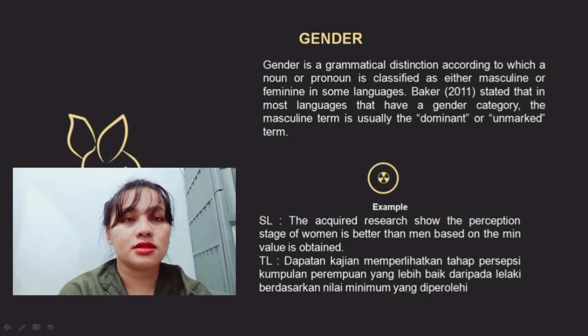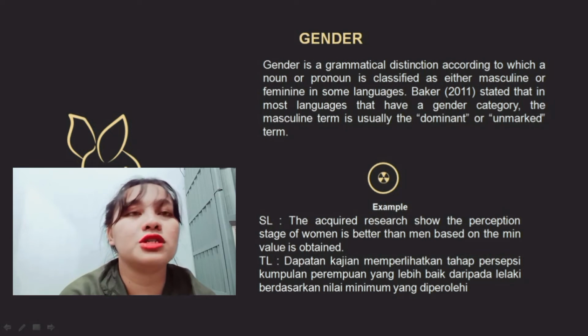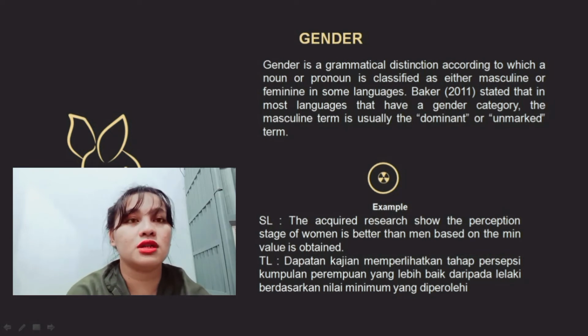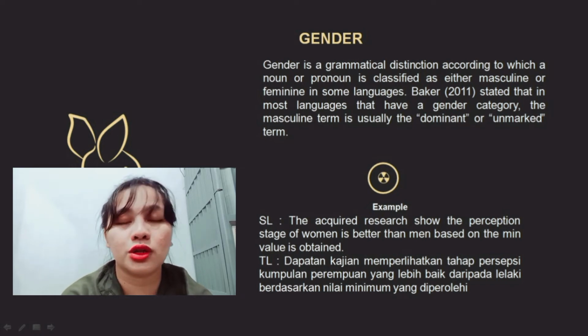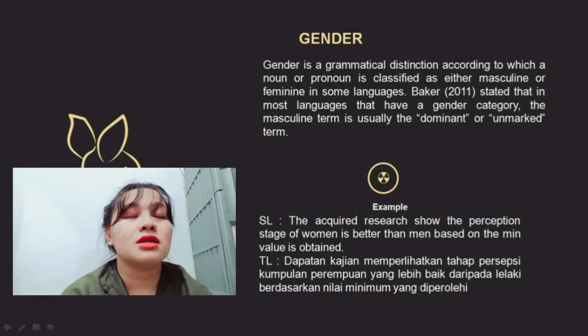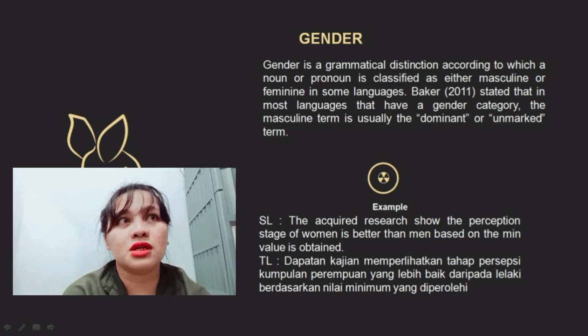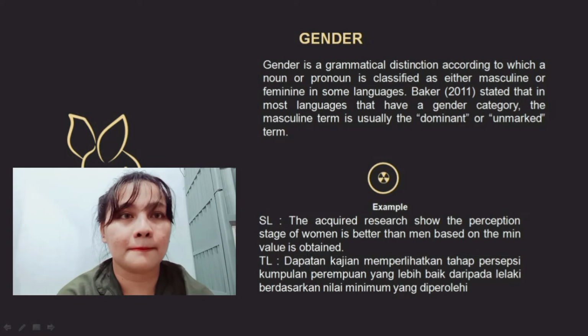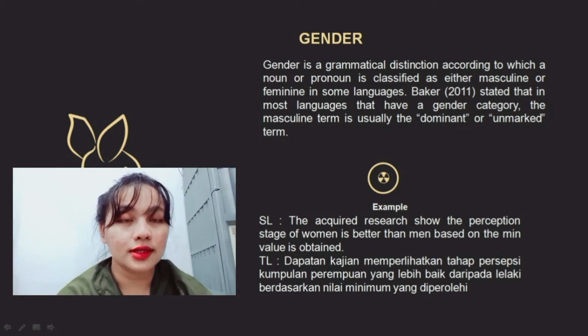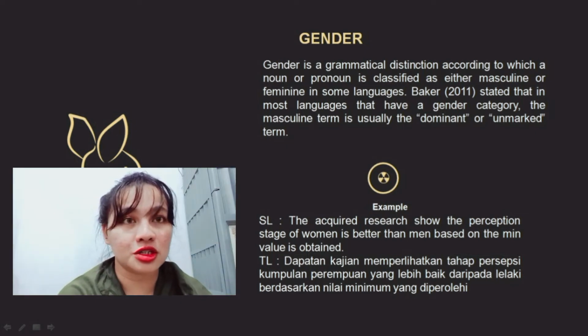So the next category is gender. Gender is the grammatical division according to which a noun or pronoun is classified as either masculine or feminine in some languages. Baker in 2011 stated that in most languages that have a gender category, the masculine term is usually the dominant. The example of grammatical equivalence in gender.